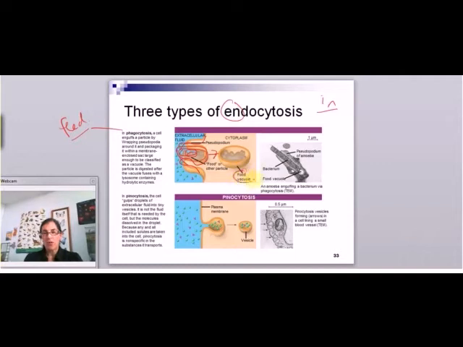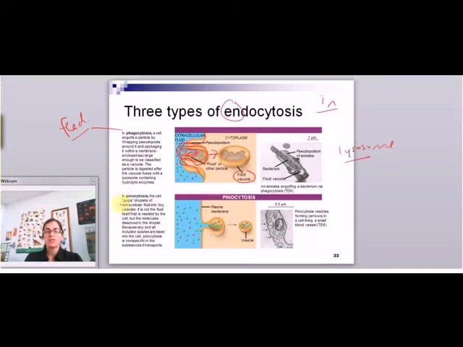Well, this is now a food vacuole because it's larger than a vesicle, and then the food vacuole will fuse with the lysosome, and the lysosome will digest the food. So amoebas do this, single-celled organisms do this. Our white blood cells do something similar when they attack bacteria.